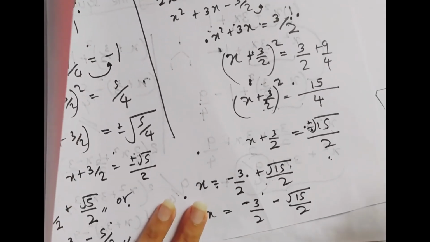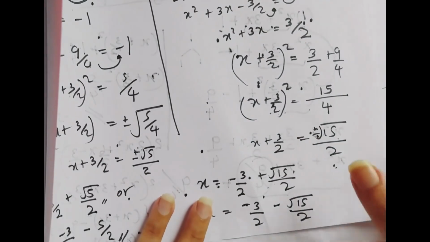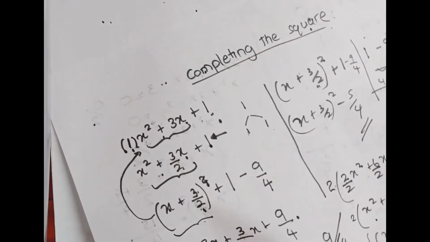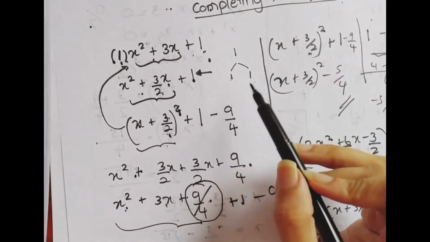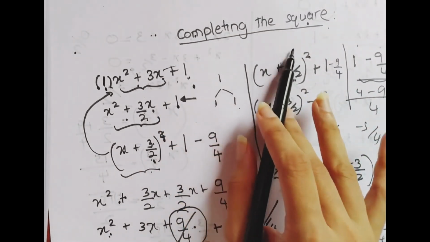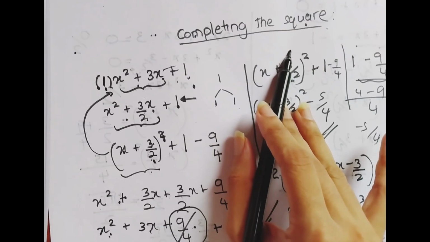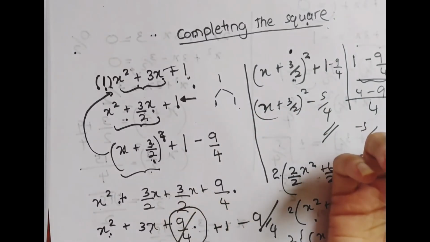Okay, so I think you understood. This is what completing the square is, right? So I hope you understood how to solve an equation using this completing square method. So in my next video, I will explain how to do it with the discriminant.